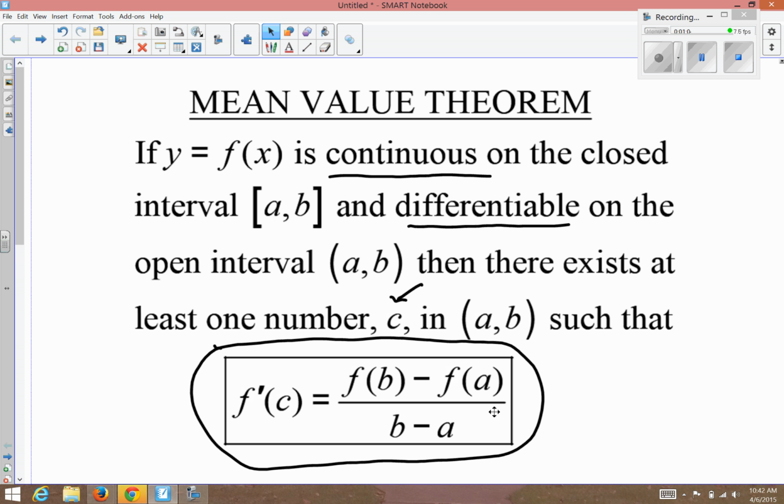Please pause the video to write all of this down. The important mean value theorem. Then after you've written it down, you'll see a picture of the theorem.